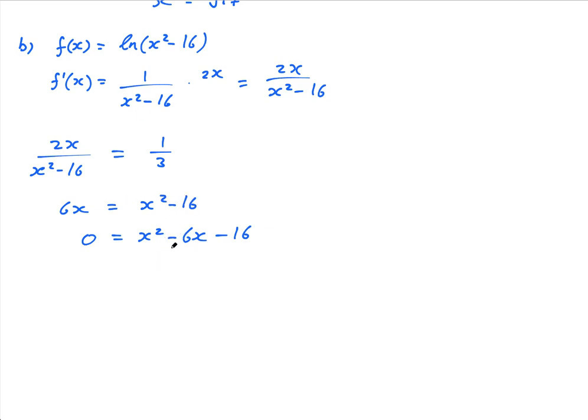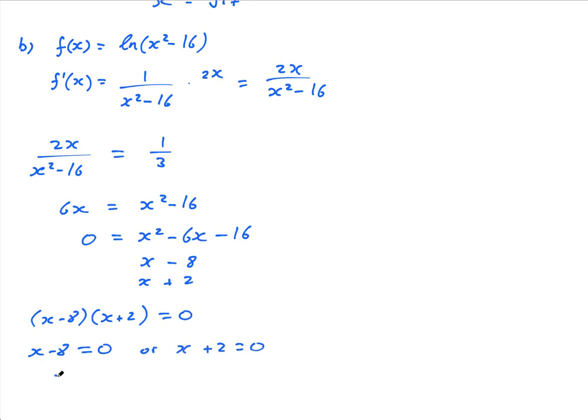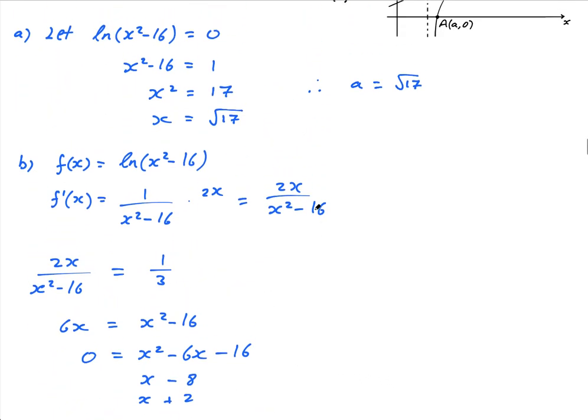This is going to be, let's go with x and x, 8 and 2, because 8 times 2 is 16, and it's going to be minus 8 and plus 2. So that gives me x minus 8 times x plus 2 equals 0. X minus 8 equals 0, or x plus 2 equals 0. X equals 8, or x equals negative 2. I have two solutions.